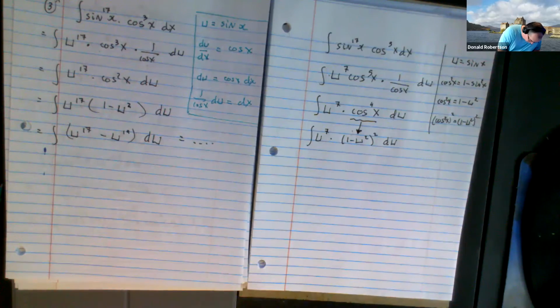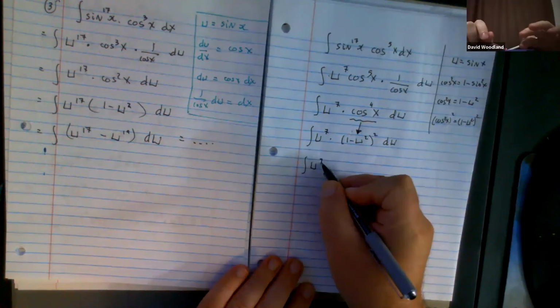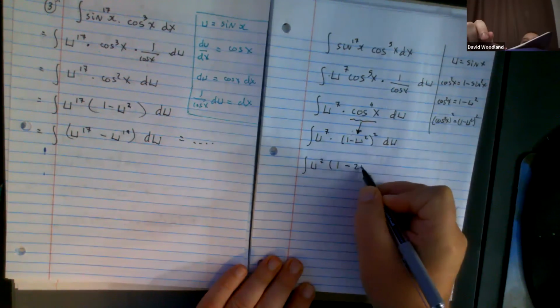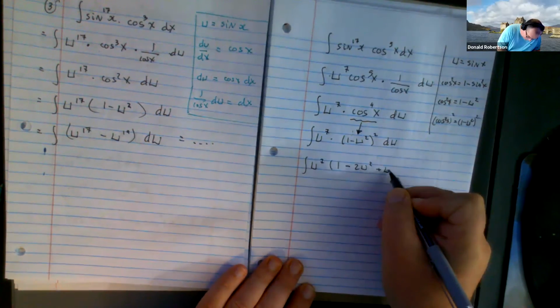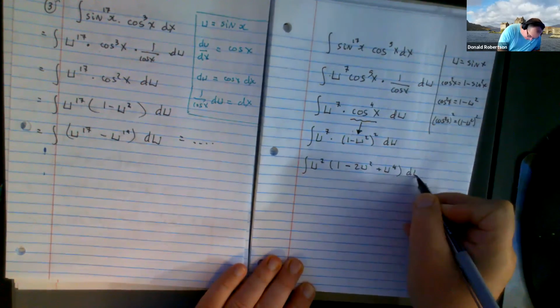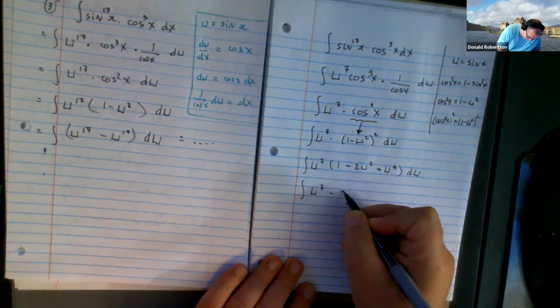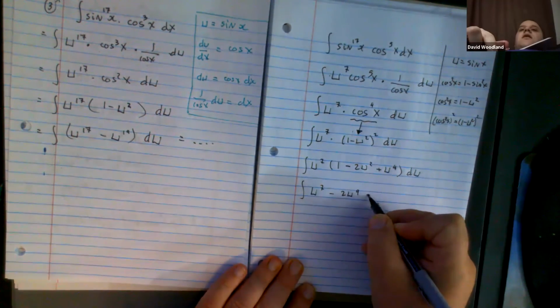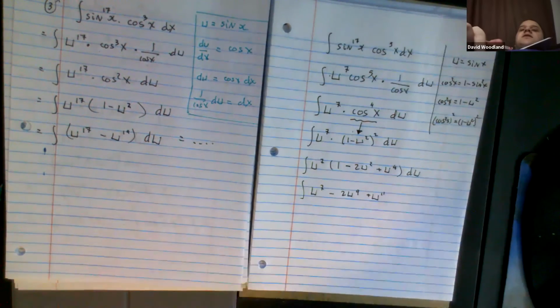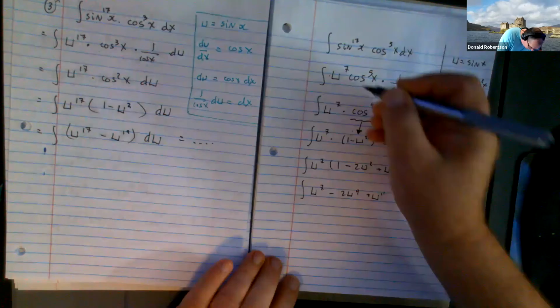Now, distribute using FOIL. And then distribute to u to the 17. Yes. The original question's sine to the power of 17, right? Oh, thank you.